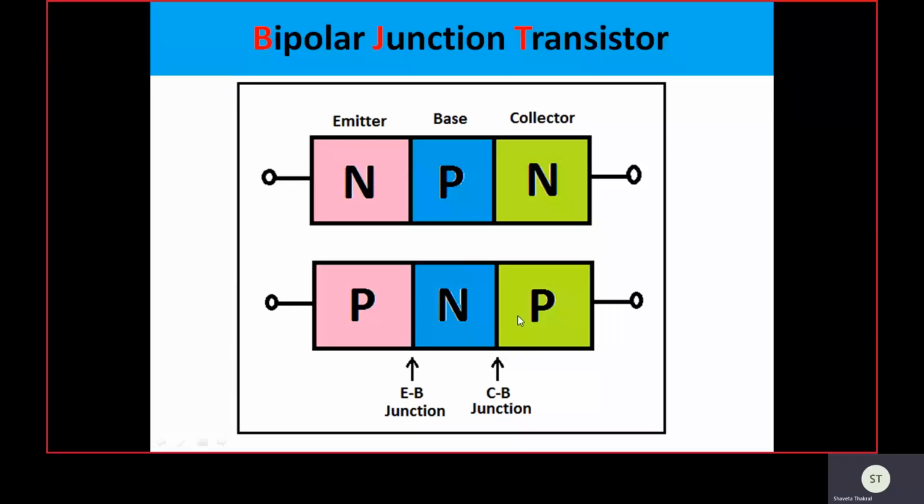And in the BJT, three terminals are there. The first terminal is the emitter, the second is the base, and the third is the collector. And basically two junctions are there, one between emitter and base, called the EB junction, and the other between the collector and base, called the CB junction.